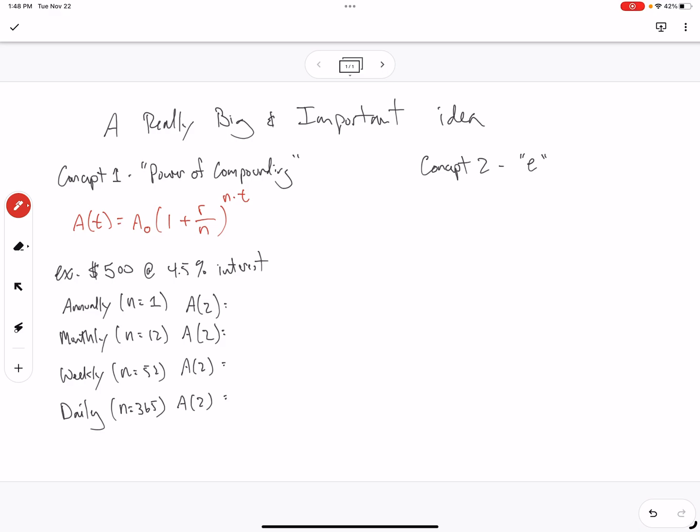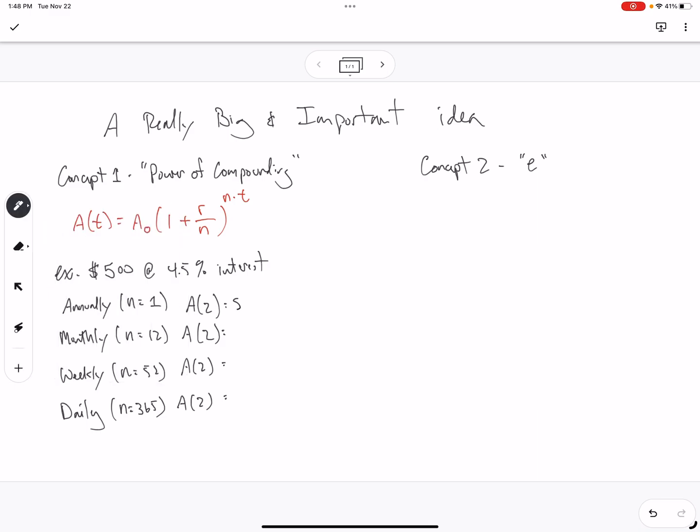So by way of example, let's take $500 at 4.5% interest, okay? If you compound annually, then n is equal to 1, and I'll say this is over 2 years. I'm going to do the exact same problem, and I'm going to set it up, and then you're going to do it with your calculator, and you can pause as you do the calculations and get them in here, okay?